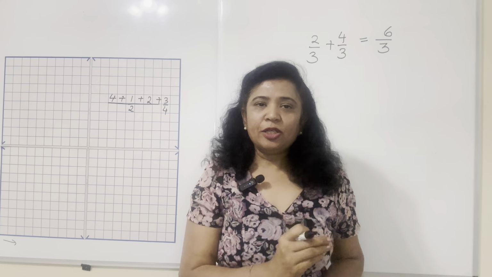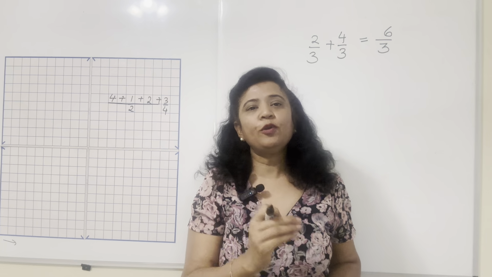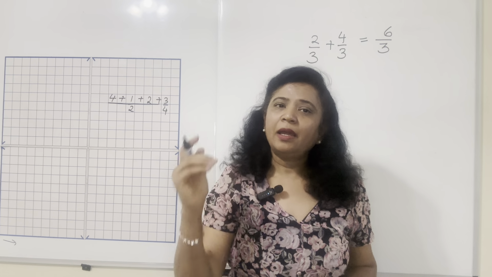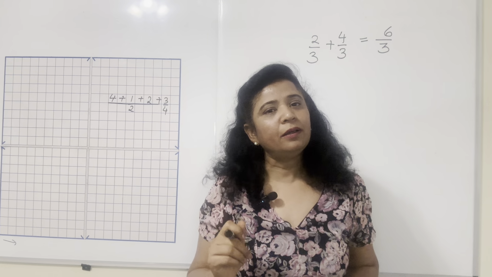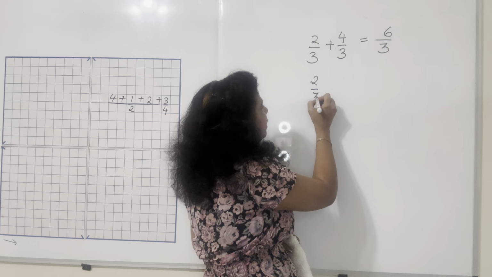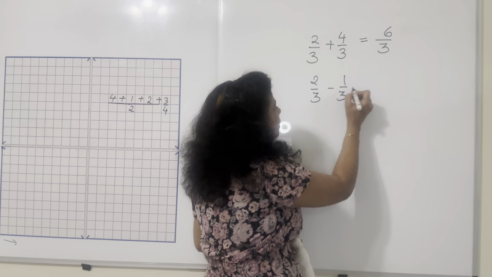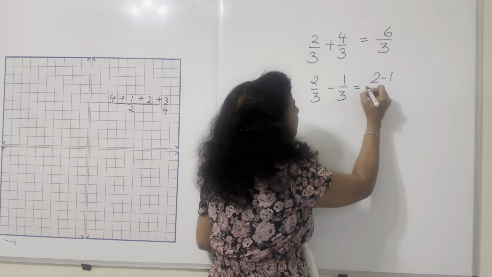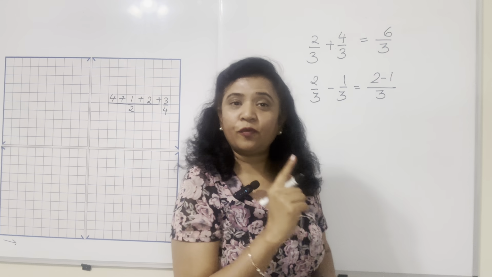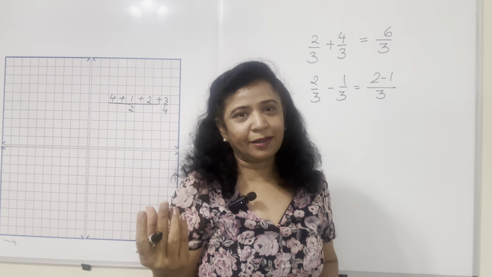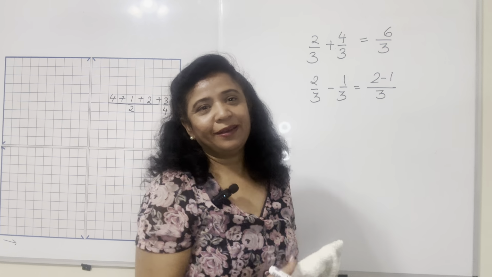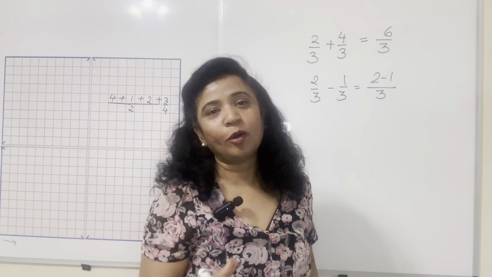So whether it is addition or subtraction, if you have a common denominator, just leave the denominator as it is and do the operation among the numerators. For example, if it was 2 over 3 minus 1 over 3, that means 2 minus 1 divided by 3. So that line is the fraction line as well as the divisor line. Okay. So this is the very simple one, where you have the same denominator.